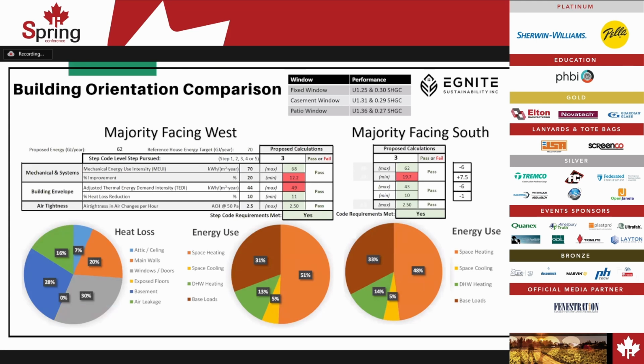So this is our baseline facing west, this is our baseline facing south. Our mechanical energy use intensity goes from 68 kilowatts down to 62. That's a 6 kilowatt per hour per year decrease in our metrics. So that's an energy improvement.